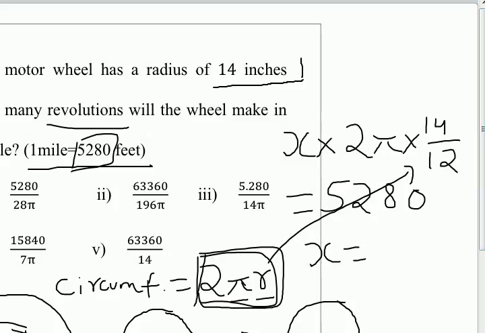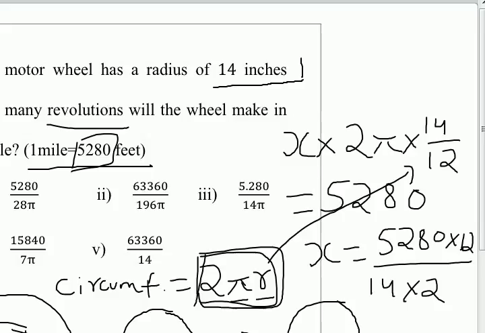So we have x equals 5280 into 12. You may not be able to see it here, so I'll just try to move it a bit to the side. 14 into 2, which essentially is equal to 5280 into 3 divided by, oh sorry, there was a pi here as well, 7 pi, and that is essentially this one.